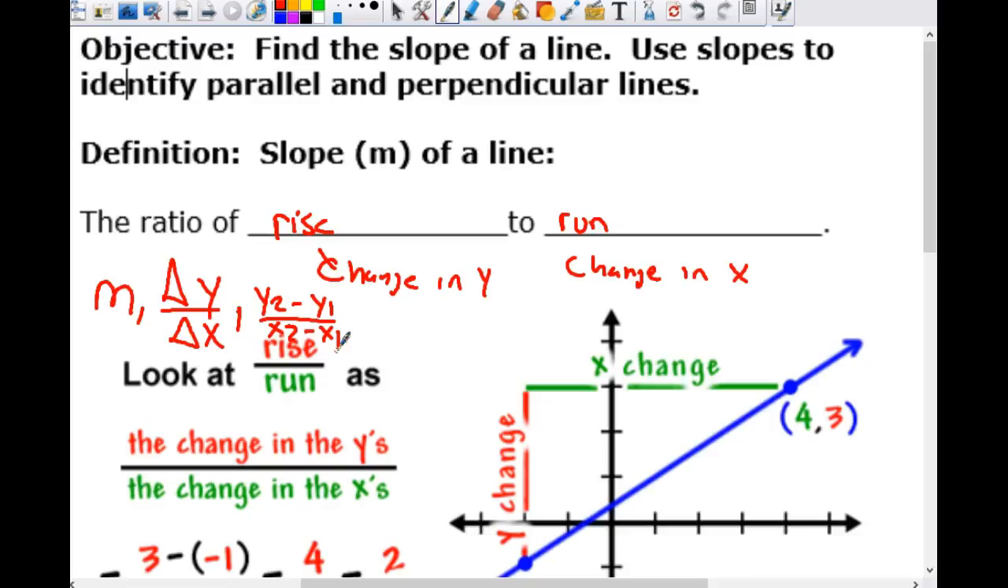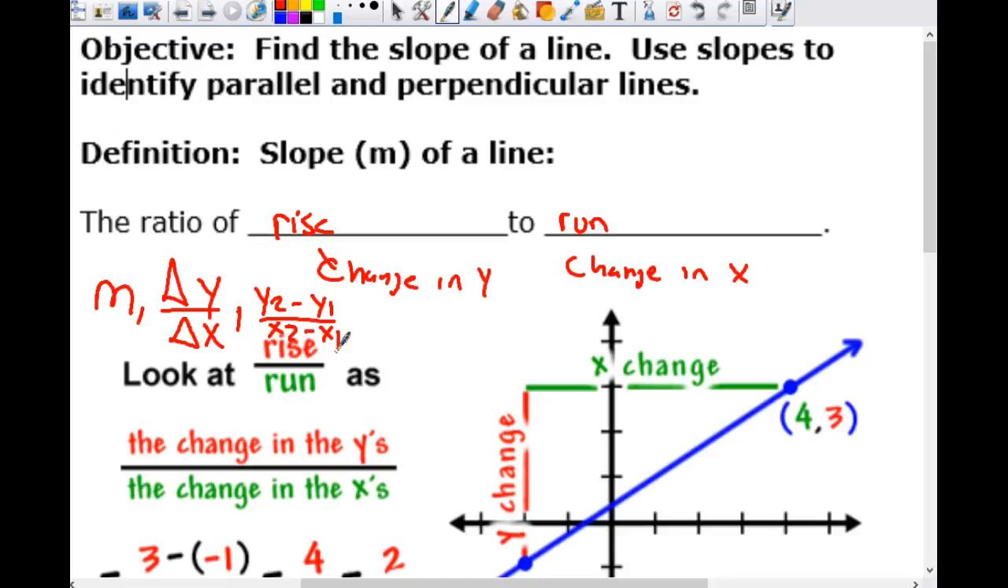Okay. Who knows what delta means? Triangle, yeah. But it means something specifically. I've already written it on the board. Change. Delta means change in. Change in y, change in x. Delta means change in.